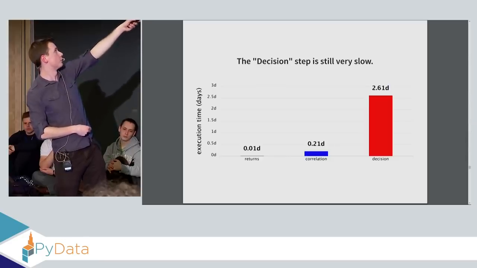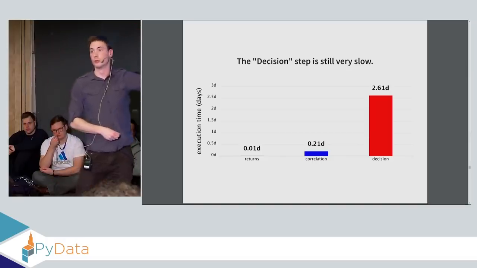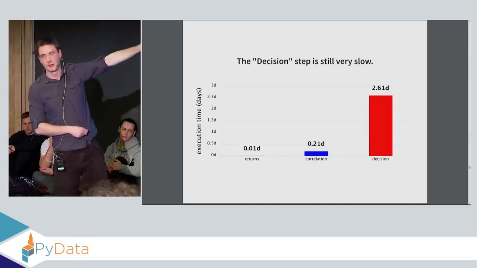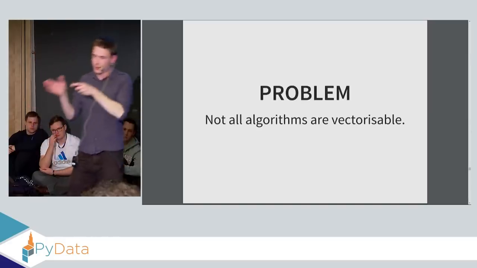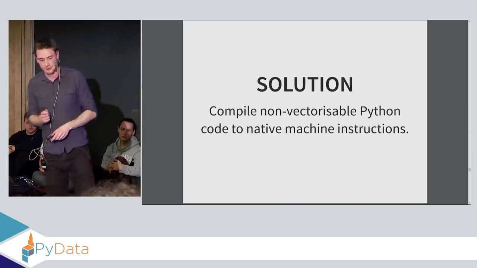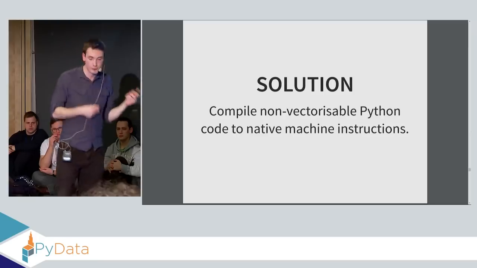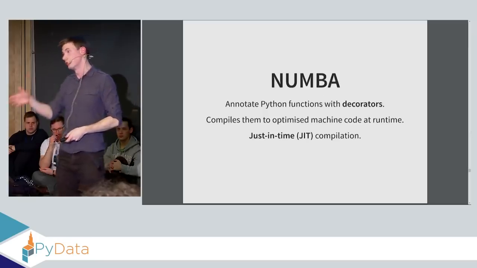The decision step is still really slow. So this is still significantly slower than the others, and this is because there's some non-vectorizable components in this particular step. And this is where Numba comes in. So the problem we have is that not all algorithms are vectorizable, and we still have some unvectorizable code that we haven't optimized and is running in pure Python. The solution is to compile non-vectorizable Python code to native machine instructions, and we can do that using Numba.